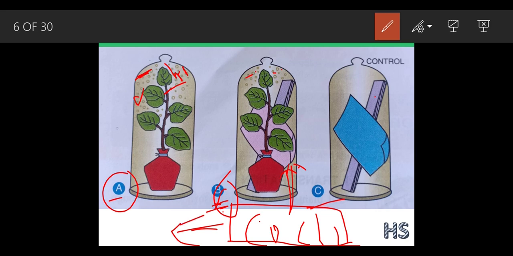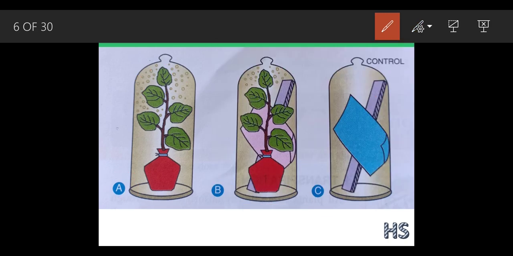See, now the third apparatus, that is C. Why was the third apparatus kept? It was a control setup. What do you mean by control setup? See, it might be the case that there was some moisture in the air. Even if there is moisture in the air, there would be some moisture in the polythene bag also. So we have to be very careful. That is why we have to check whether there was moisture in the surroundings or not.